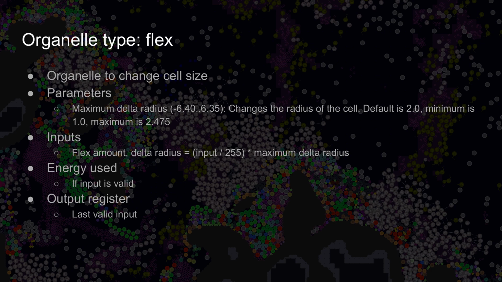The next organelle type is flex. This organelle dynamically modifies the size of the cell while keeping the same mass. Its parameter is the maximum change of radius. If the input is valid, the organelle uses energy and modifies the size of the cell. If the input is valid 0, then the change will be 0. If the input is valid 255, the change will be the maximum change. The output of the organelle is the last valid input it received.